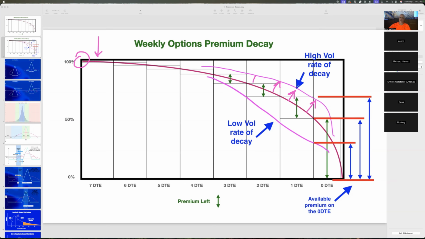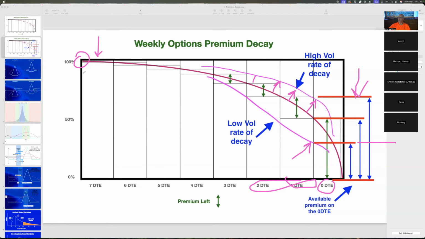And so that has the effect of delaying the decay, so that when you get on that last day, there's a lot more premium left. And the opposite is true when there's low volatility. It has the effect of accelerating the decay. So all the decay happens not on 0 DTE, but most of it's happening on 1 and 2 DTE. And so on that last day, there's very little premium.